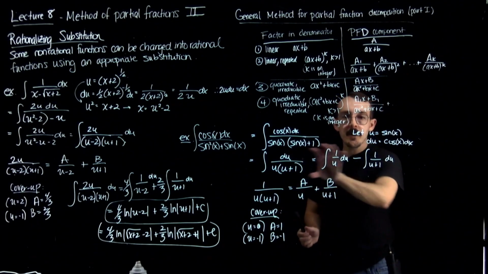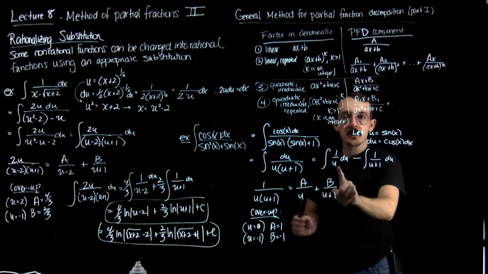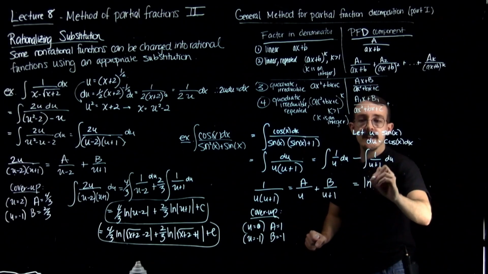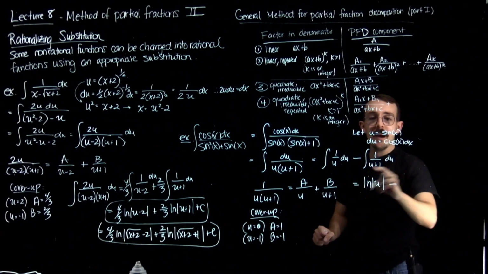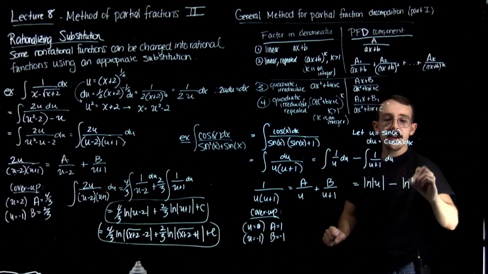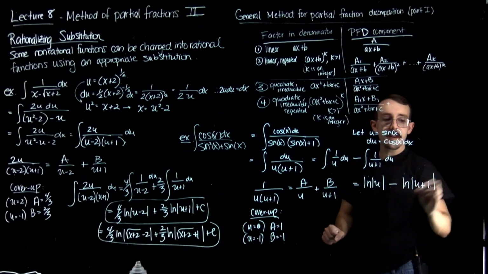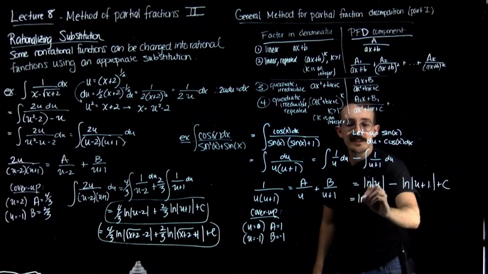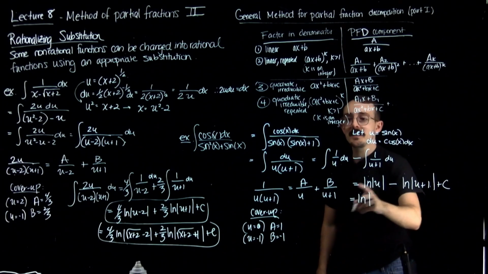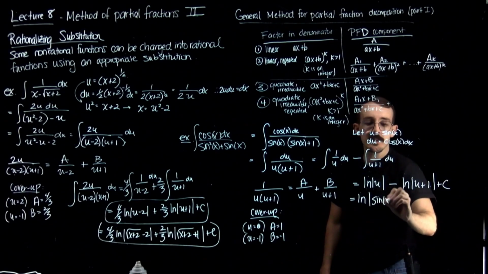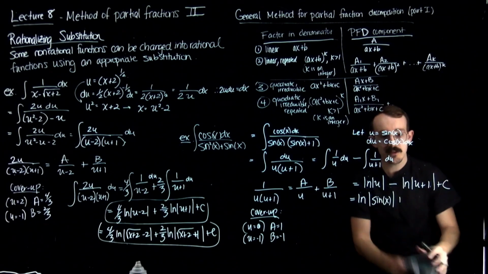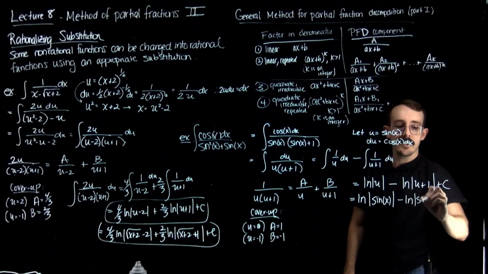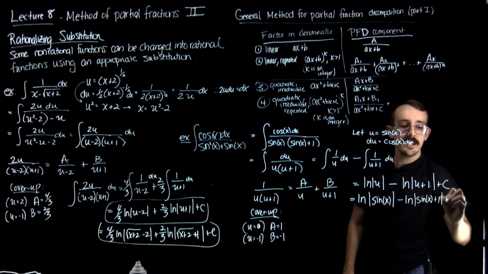So now that we've decomposed this, I can use my log rules for each of these integrals. This first one is just ln of u, and then I'm going to get minus ln of u plus 1, plus c. And this time I will not forget to go back and plug in what u was. So this time u was sine of x. So each of these u's, I'm just going to go back to the original variable and plug in sine of x. And then that's my answer.